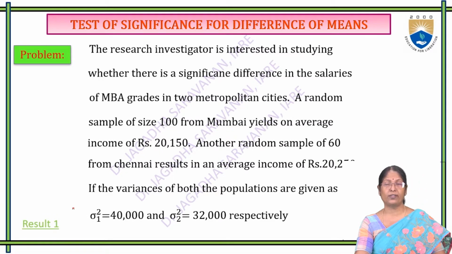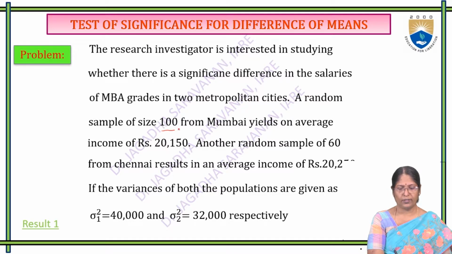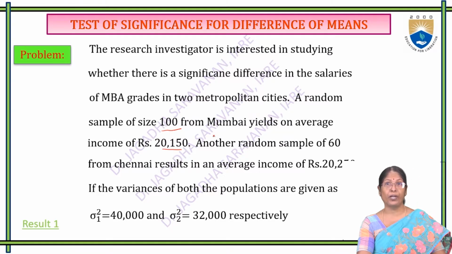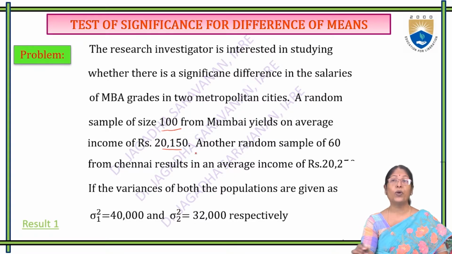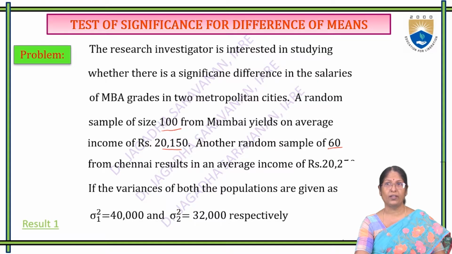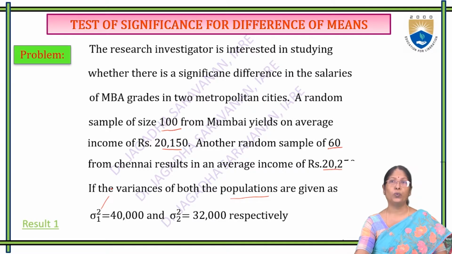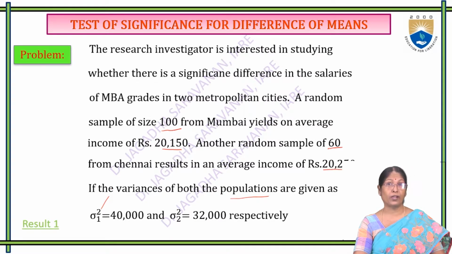The question, first we have to understand. This is one category, that is Mumbai. From Mumbai, sample size 100, sample mean 20,150. From Chennai, sample size n2 is 60, sample mean x2 bar is 20,250. Sigma 1 square is the variance of the population related to Mumbai, the population from where the sample comes. Sigma 2 square is for Chennai, that is 32,000.